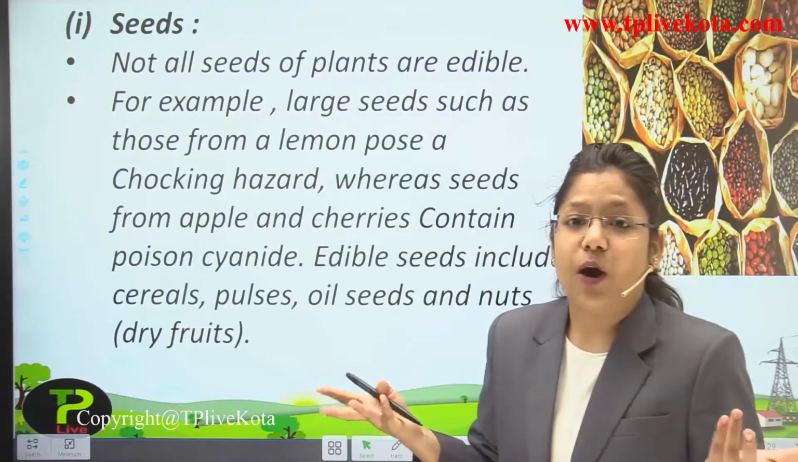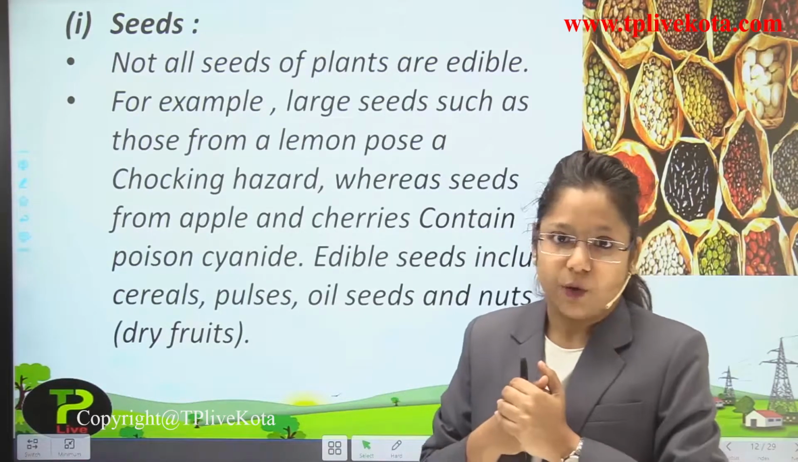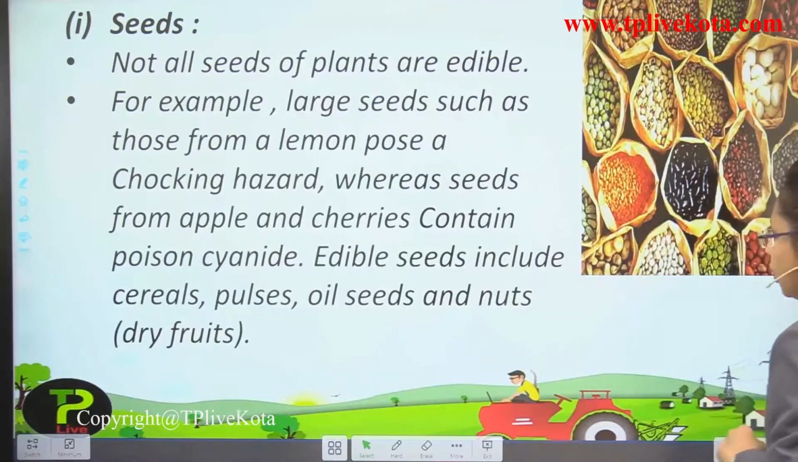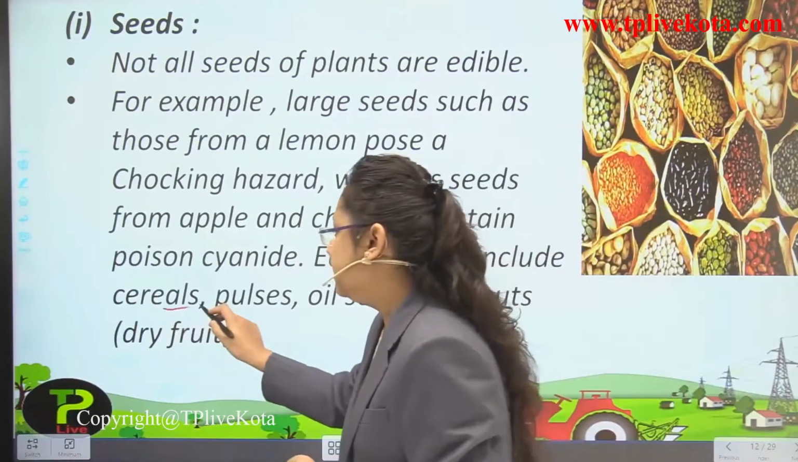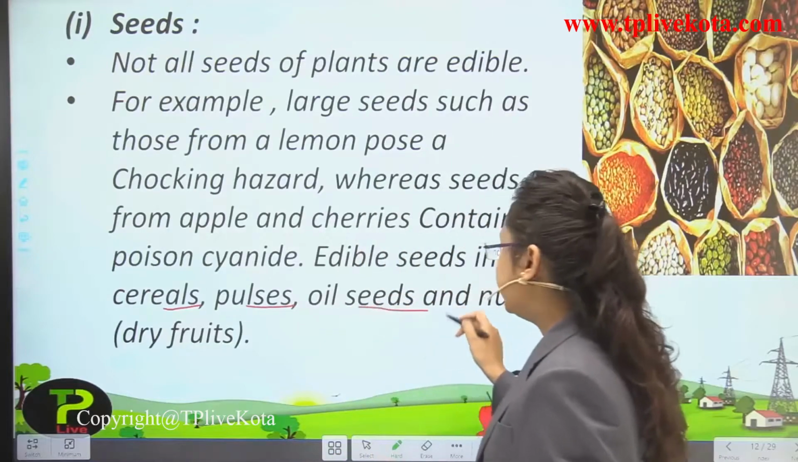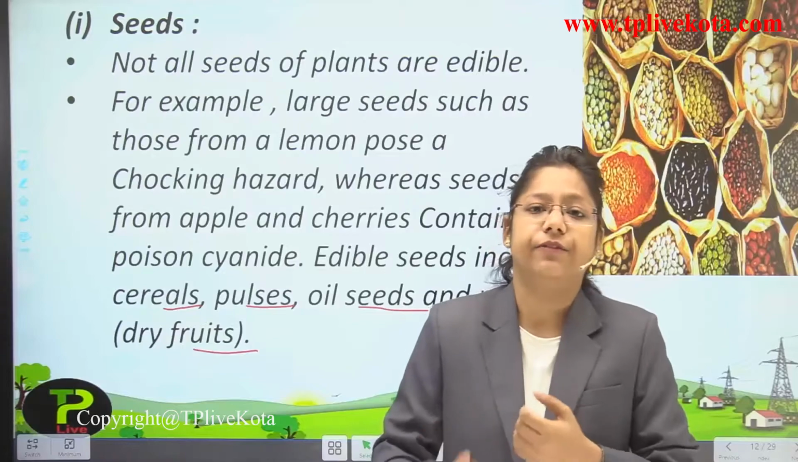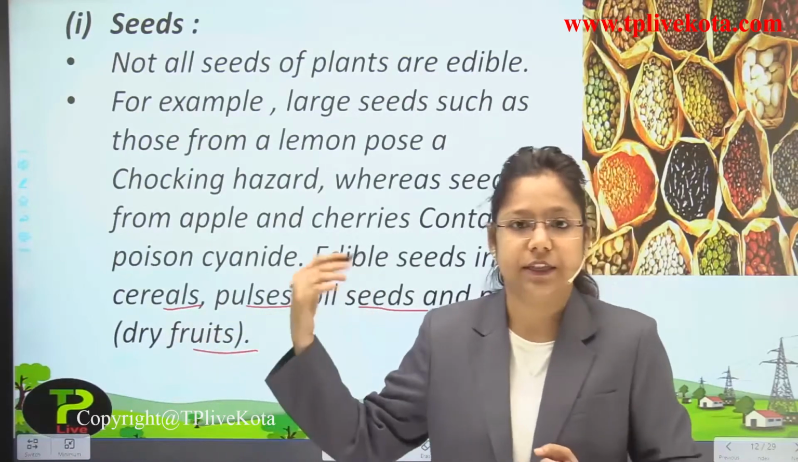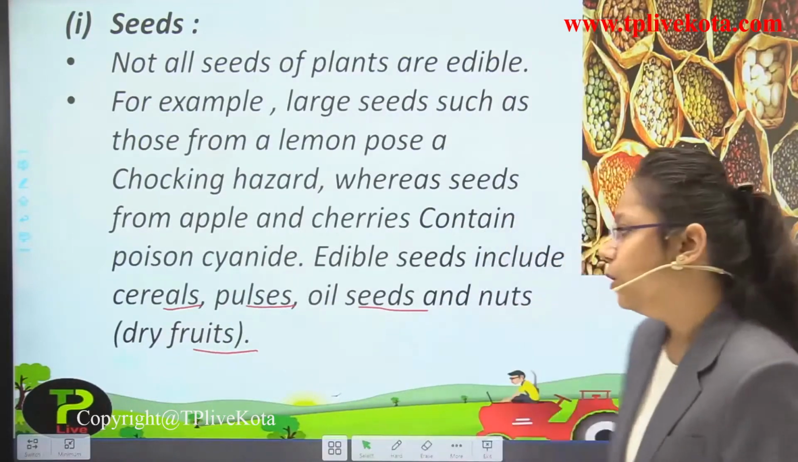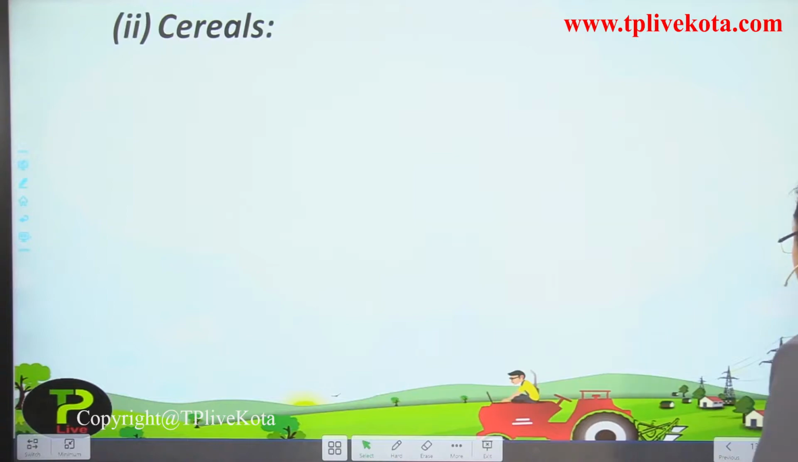So now the question arises: which types of seeds are beneficial for our body? The seeds which are edible are the cereals, the pulses, oil seeds, and dry fruits. Now we will study briefly about the cereals, pulses, oil seeds, and dry fruits in the upcoming slides. So let's move on to the next slide, which is about cereals.